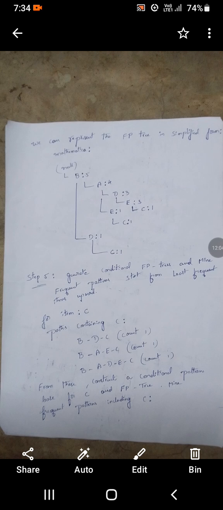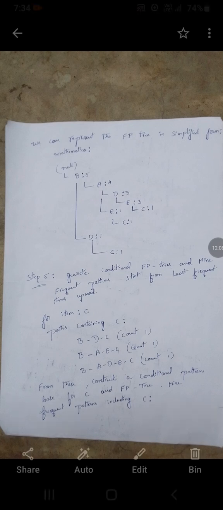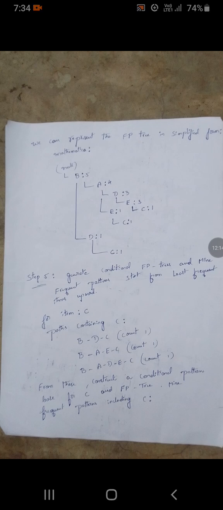For step 5, generate the conditional FP tree and mine the frequent patterns. Start from the least frequent items upwards. What are the least frequent item sets? C is in only one transaction and D is also one. E is 3, D is 3, A is 4, B is 5.